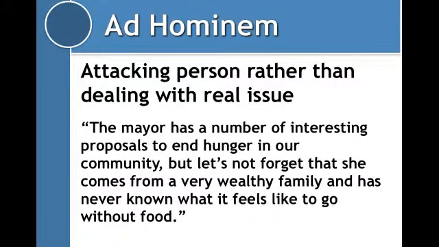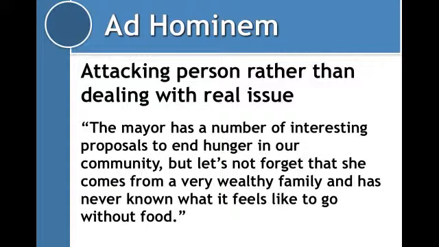Ad hominem is one of the worst fallacies you can commit. Unfortunately, it's very common in politics these days. So common that we tend to think it's okay. But it's not. It's one of the most unethical fallacies because it's almost always done intentionally, where you attack a person's character or the person themselves rather than dealing with the real issue.